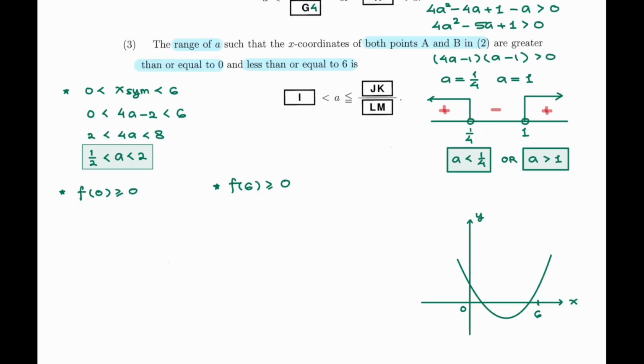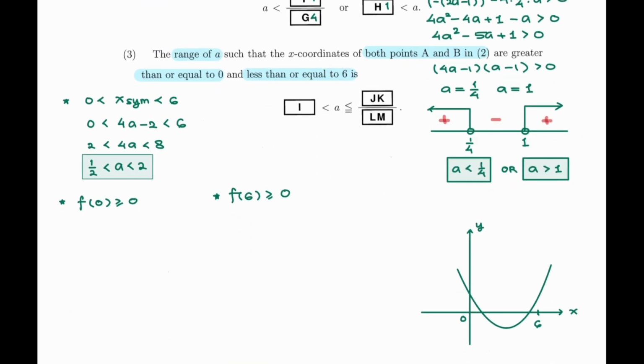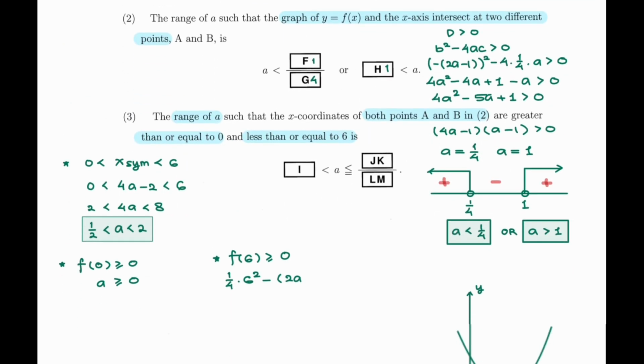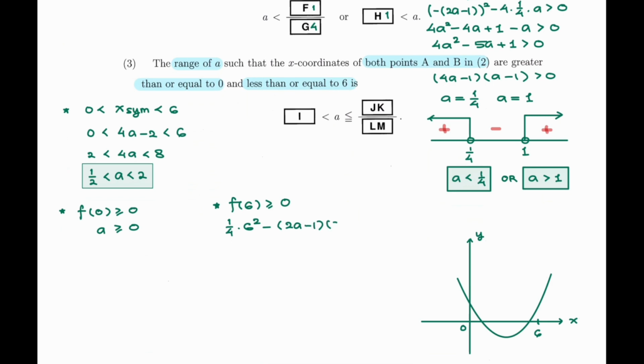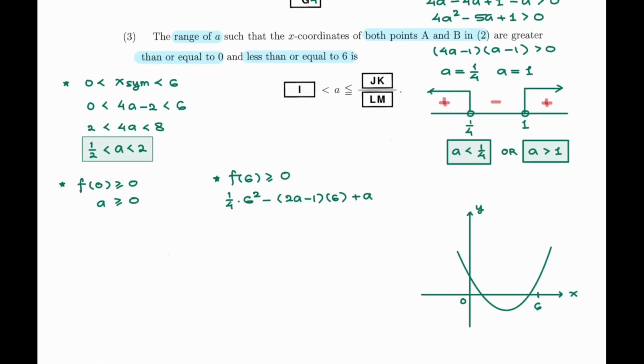For f of 0, we can find it by substituting x equals 0 into this expression. Of course, you will get 0 minus 0 plus a. So, a must be greater than or equal to 0. And then for this one, just substitute x by 6, you will get 1 over 4 times 6 squared minus (2a minus 1), if I'm not mistaken, times 6, and then plus a must be greater than or equal to 0.